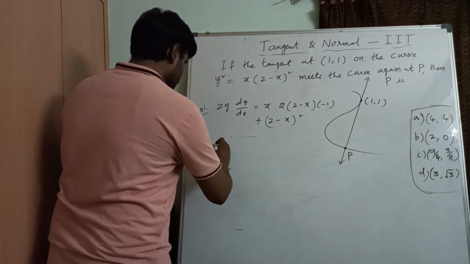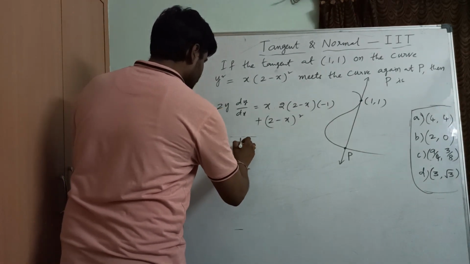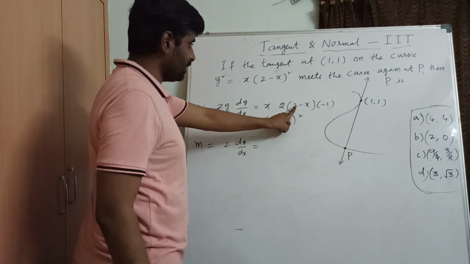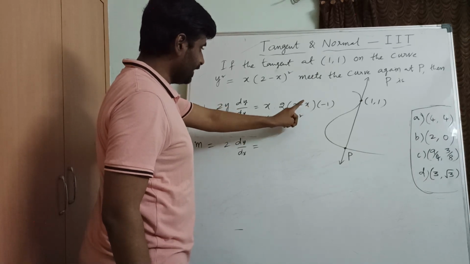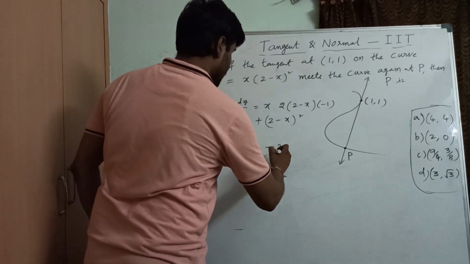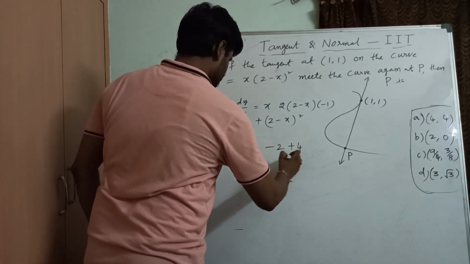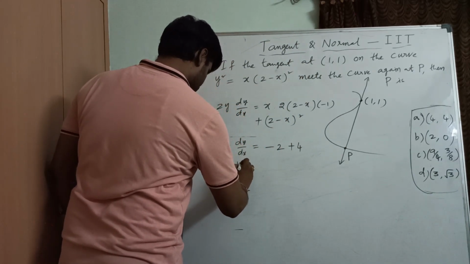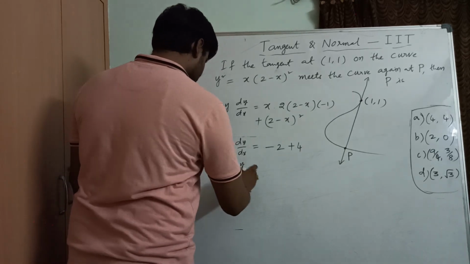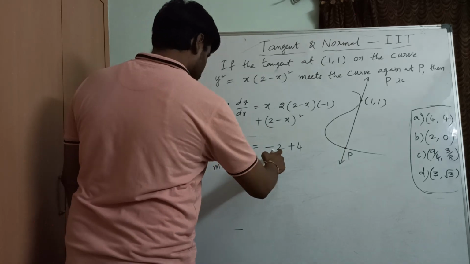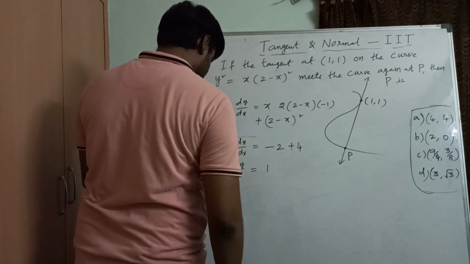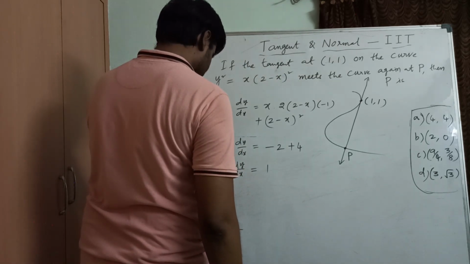Right? So what will you get? 2 into dy by dx equals, if you substitute 1 there, 2 minus 1 is 1, 1 into 2 is 2, so 2 into 1 is 2, minus 2 plus 4. So what will you get? Finally dy by dx, that means slope here, so minus 2 plus 4, 2 by 2 is 1. So this is the slope of tangent.